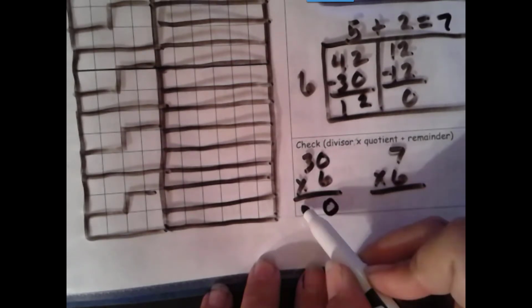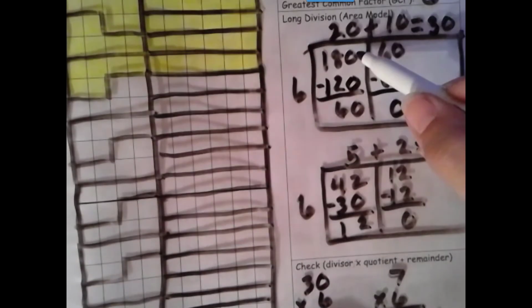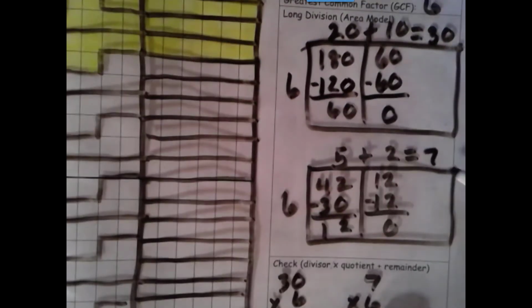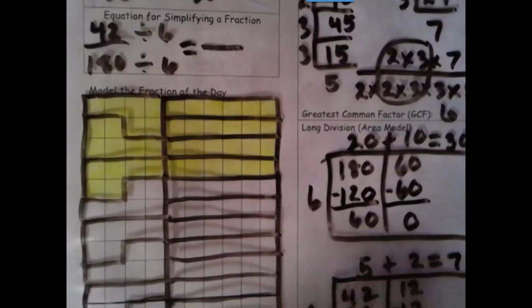6 times 0 is 0. 6 times 3 is 18. 6 times 7 is 42. 42 checks with our dividend. 180 checks with our dividend. So that means 7 is definitely our numerator, and 30 is definitely our denominator.